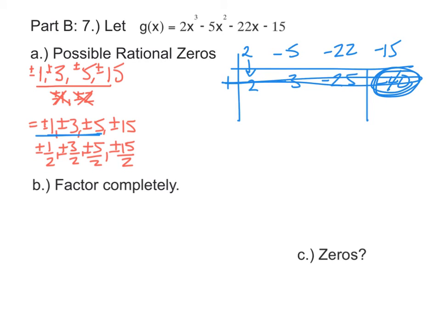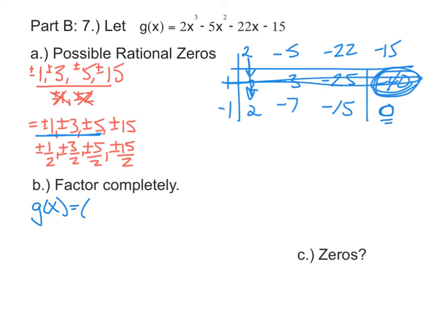You shouldn't move to 3, you should do -1 next. So again, bring down the 2, and we'll multiply and add, multiply and add. Multiplying those two together, we get -2. -2 plus -5 is -7. Now we multiply together -7 and -1 to get 7. 7 plus -22 is -15. Then -15 and -1 is +15. +15 plus -15 makes 0. And so there, now we have a remainder that is 0. So g of x has a 0 at -1.